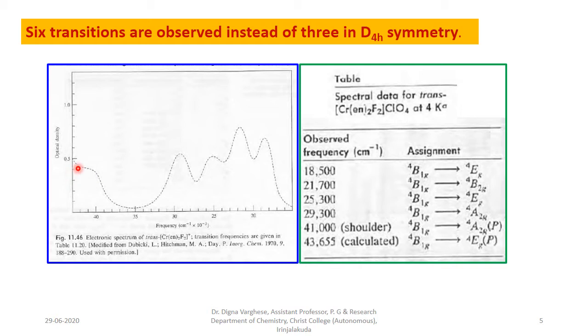When the octahedral symmetry changes to lower symmetry, the number of transitions also increases, that is, the number of energy levels also increases. That means alteration in energy levels occurs, which you have already studied in orbital diagrams.